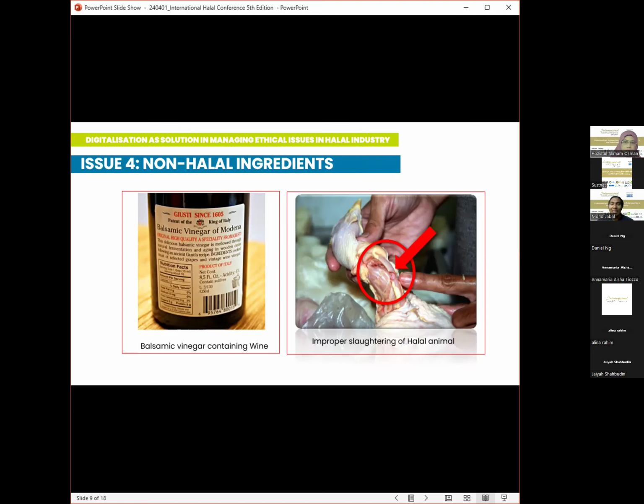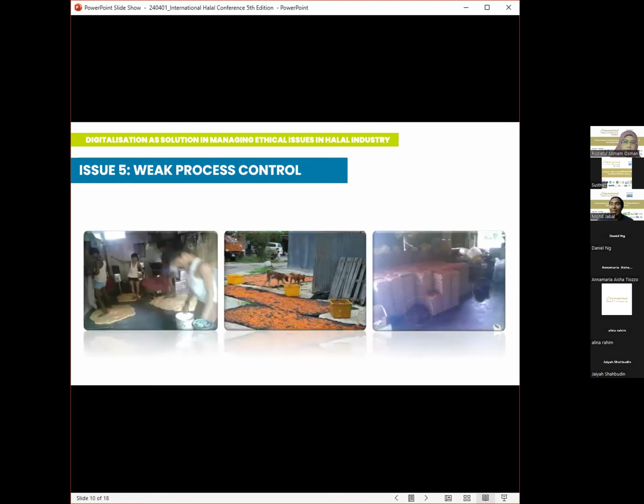Yeah, but it is stated in some of the labels that balsamic vinegar contains wine. Yeah, so under the Malaysian fatwa, it is considered non-halal. All right. And then we also have an issue with weak process control at places where most of the ingredients are halal, for example dried shrimp, dried fish, or even egg. Yeah, it's halal. We know it's halal. However, the condition of the places is so terrible.